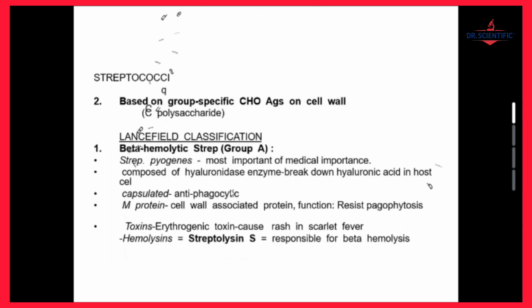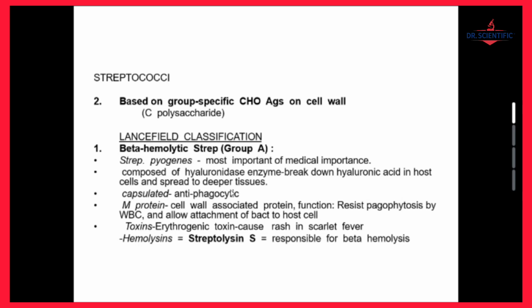You may realize that streptococci can be classified in different ways. When we talk of Lancefield classification, we talk about beta hemolytic strep. I would not want to go into those categories because it is more of a laboratory method of identification. But most importantly, note that one of the common key pathogenic bacteria in the streptococci is what we call Streptococcus pyogenes, the most important of medical importance.